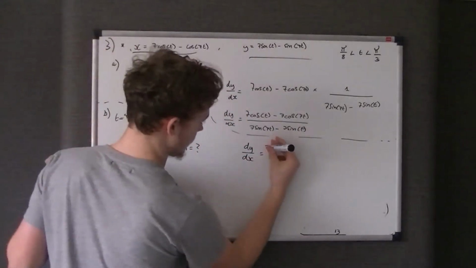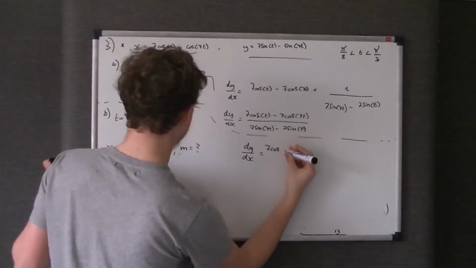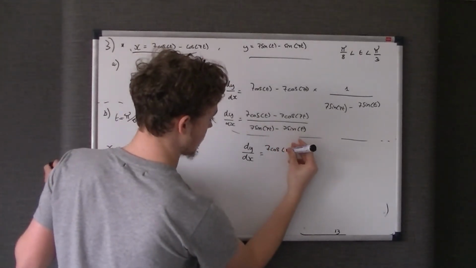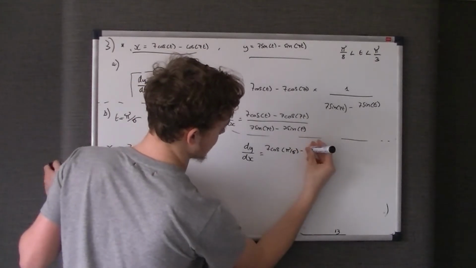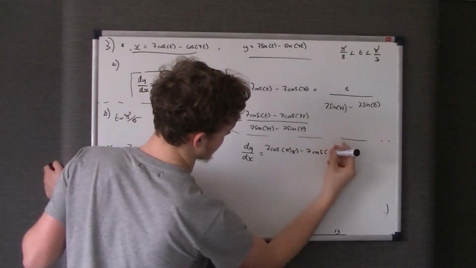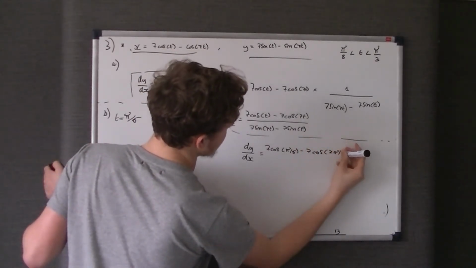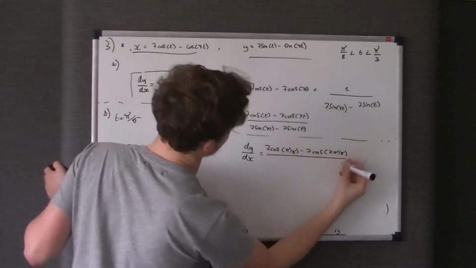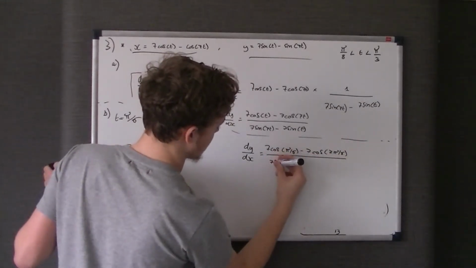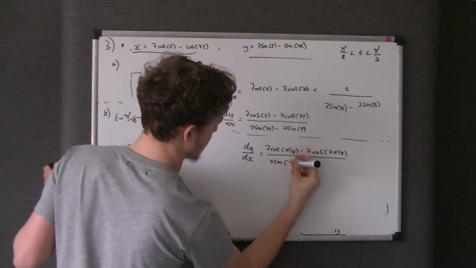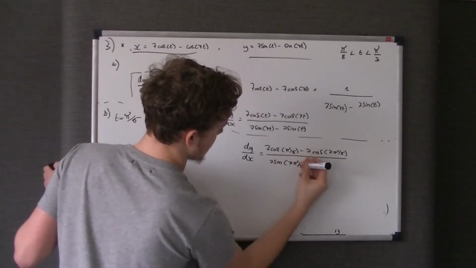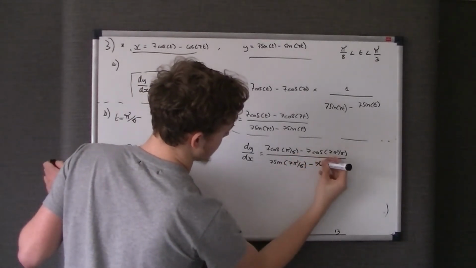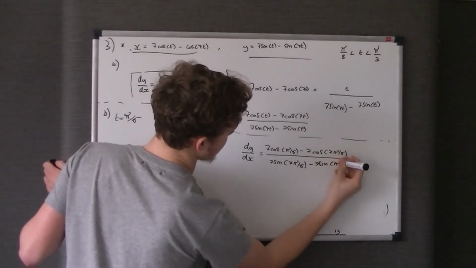So it's 7 cos t, with t being pi on 6, so it's 7 cos pi on 6, take 7 cos 7 pi on 6, and that's all over 7 sin 7t, which is 7 pi on 6, take 7 sin pi on 6.